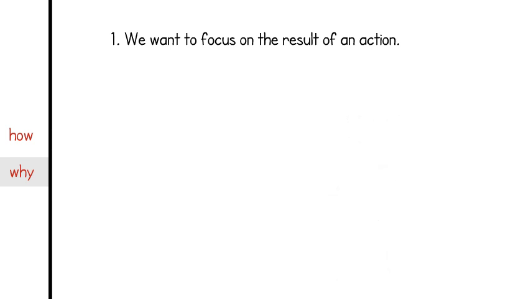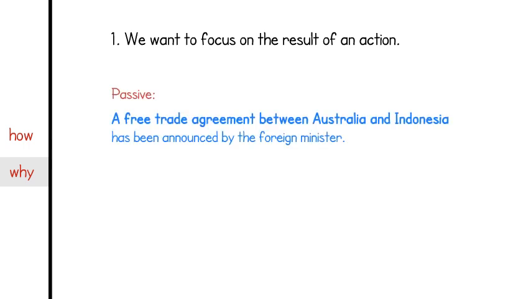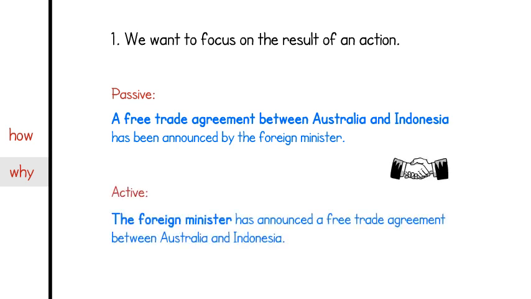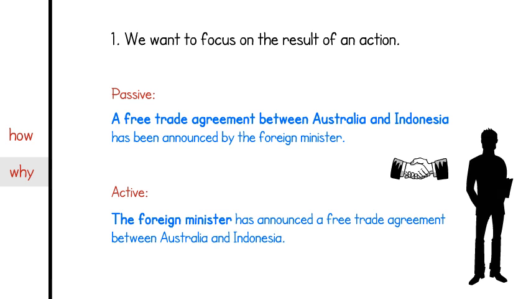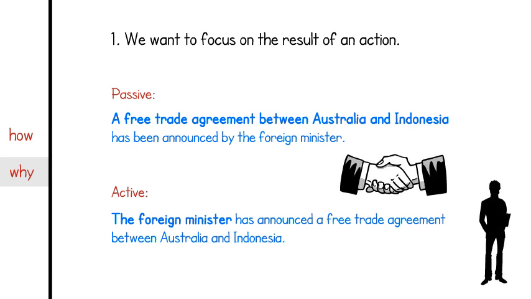For example, we might say, a free trade agreement between Australia and Indonesia has been announced by the Foreign Minister, rather than, the Foreign Minister has announced a free trade agreement between Australia and Indonesia. Because we're more interested in the free trade agreement than the Foreign Minister.